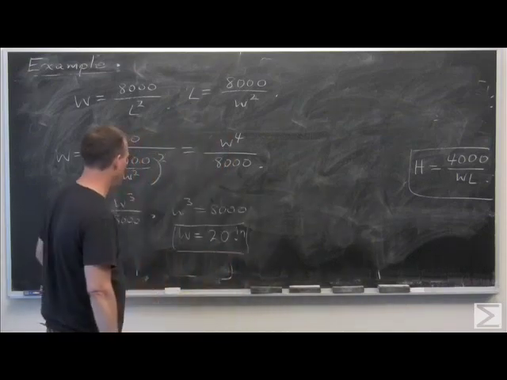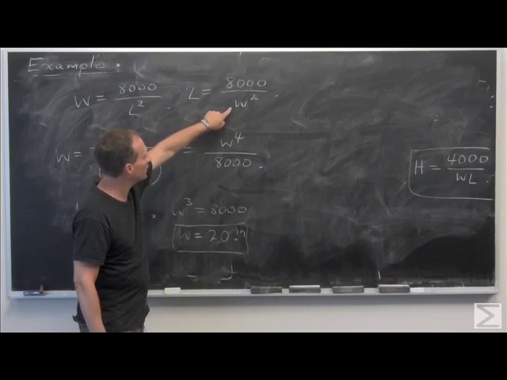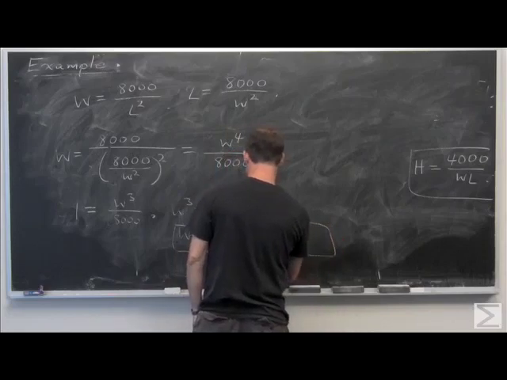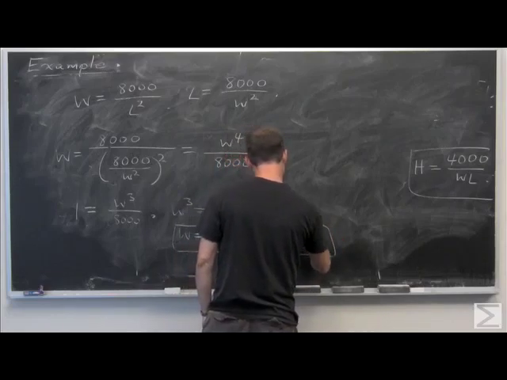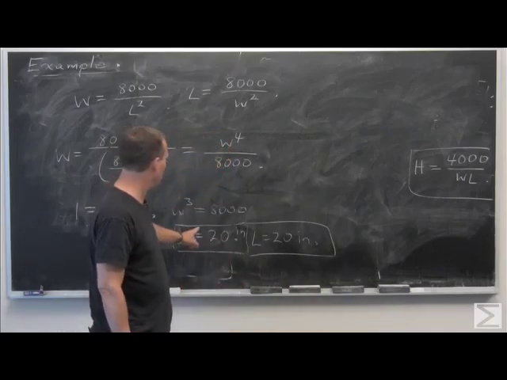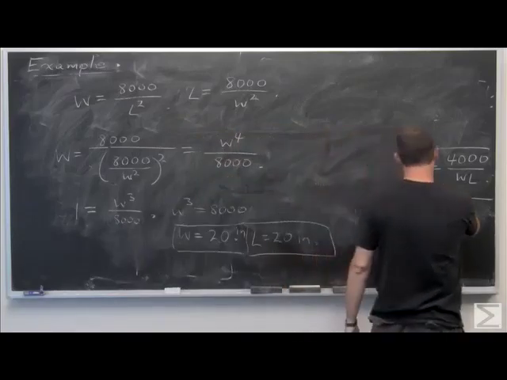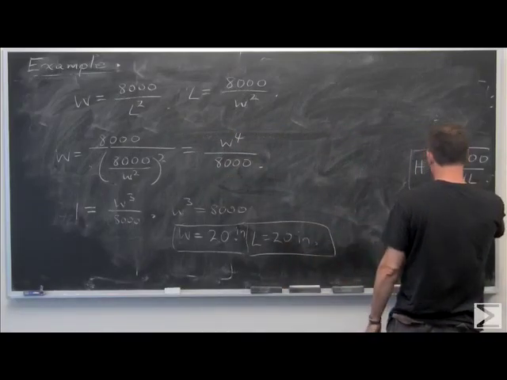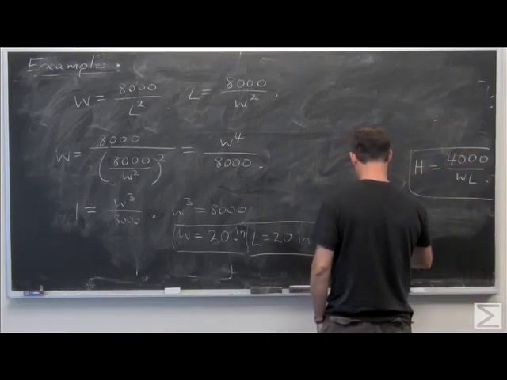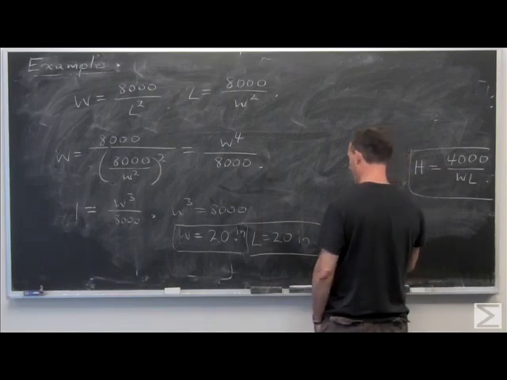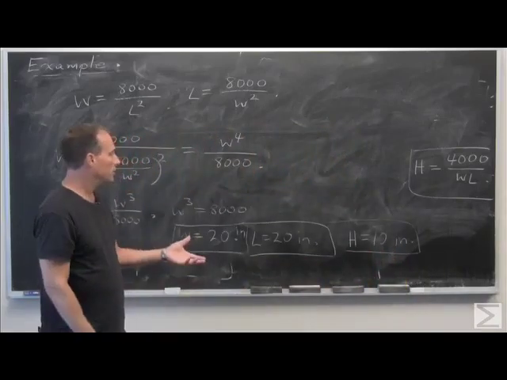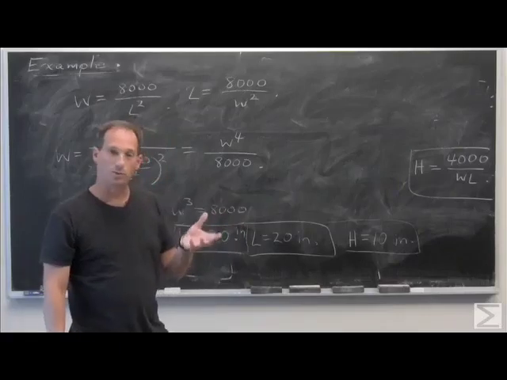You can now solve for L. Not surprisingly, it comes out to be the same. If W is 20, W squared is 400, 8,000 divided by 400 is 20. So L is also 20 inches. The problem was completely symmetric in W and L, so that shouldn't be surprising. And then H, how do you find H? Here's our constraint. W is 20, L is 20, so this is 400 divided by this. H is 10, so H is half. Right, so that's it. Those are the dimensions of the box that uses the least cardboard.